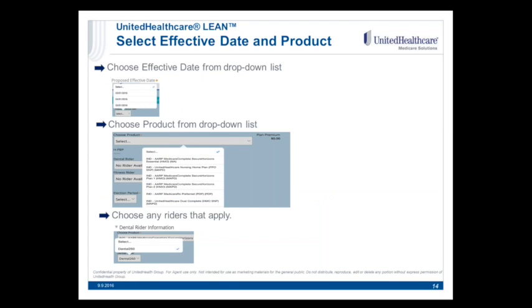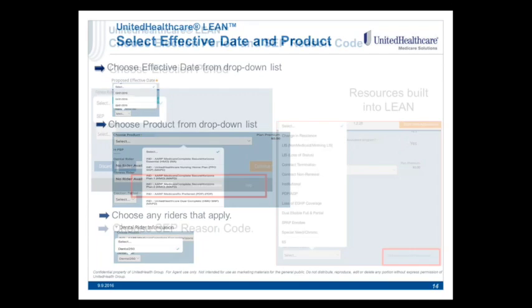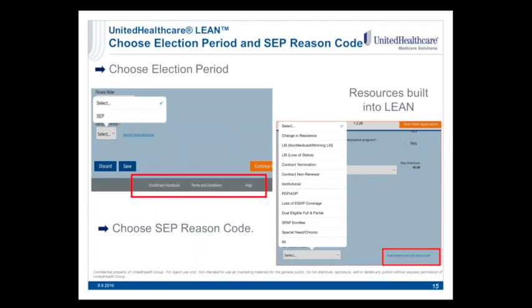Then we would choose the effective date. It will only give you the effective dates that are allowable for the date that you're doing the application. So you have the 3-month window. That's when you can enroll folks. And then it will only give you products that are available for that city, state, county, zip, all that. And you go ahead, select the right plan. And if there's any riders available, it'll go ahead and give you that option there as well.